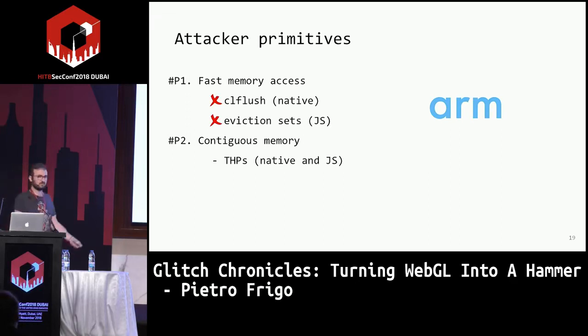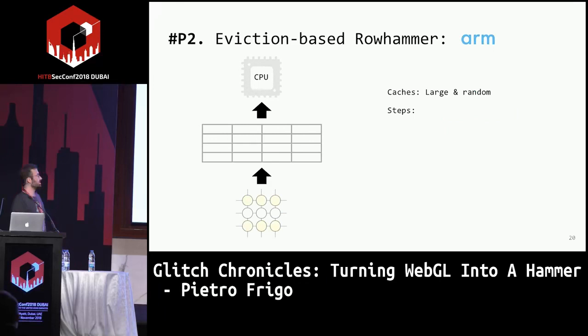And Victor, who did the Drammer project, tried at the beginning to get bit flips using eviction sets. And what he discovered is that the caches on ARM platforms are too large and they implement a random replacement policy. And what does this mean? Well, for our attack, it means that if you want to access the two aggressor rows, so row n-1, you will bring it to the cache. Then you will do the same for n+1 and bring it to the cache. And they'll just be placed in random places within the cache set. And then you will start evicting. So you access a lot of memory.